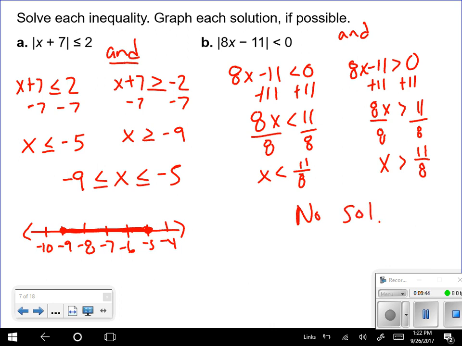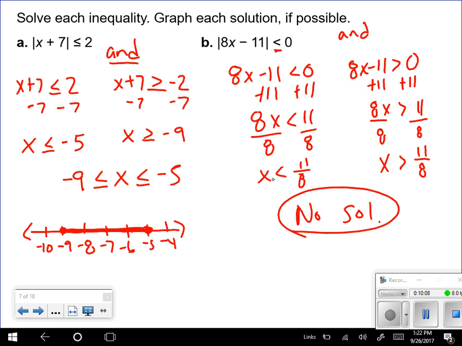And you could see this up here, because for this to work, your absolute value inequality needs to be at least bigger than or equal to 0. So if this said equal to 0, we could maybe talk. But since it's less than 0, it's not going to work. So here we have no solution.